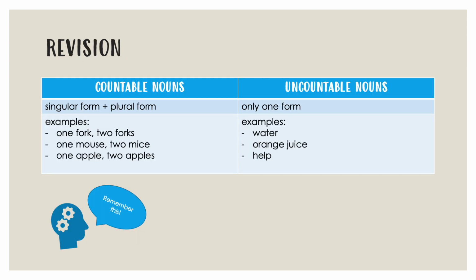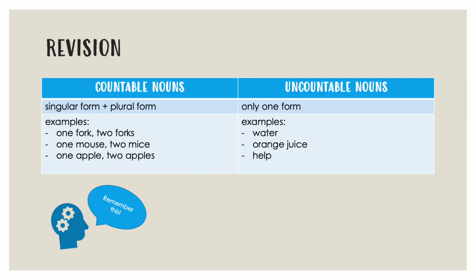Let's do a quick revision. Countable nouns have a singular form and a plural form. Here are some examples. One fork, two forks. One mouse, two mice. One apple, two apples. And then uncountable nouns, they only have one form. And here are some examples. Water, orange juice, and help. Please study this carefully.